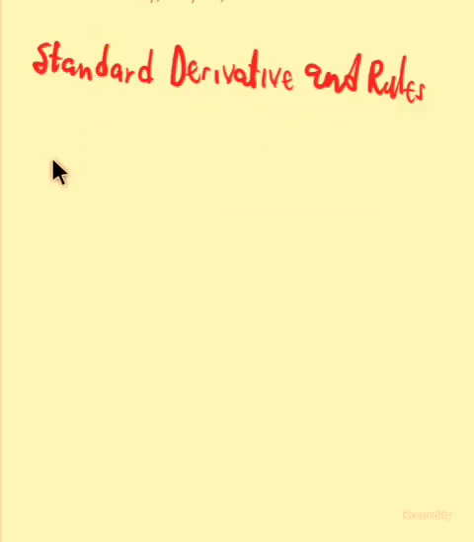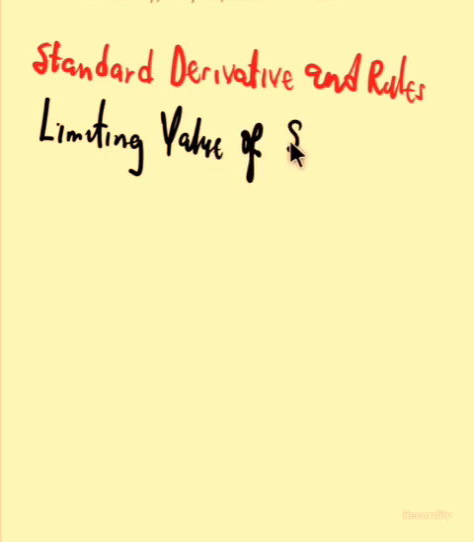So the first thing I will let you know is that the limiting value, this is very essential. The limiting value of sine theta divided by theta, as theta approaches zero, is 1.